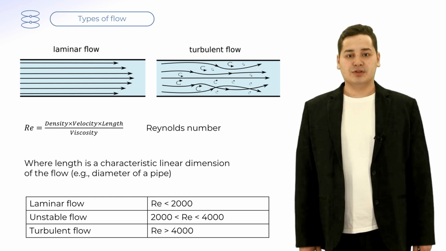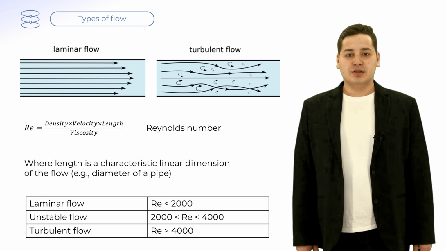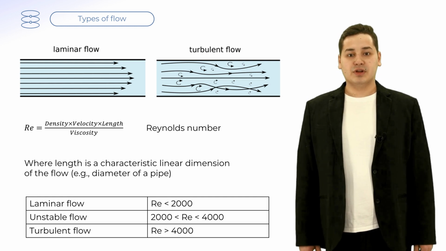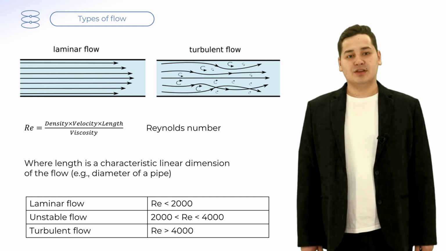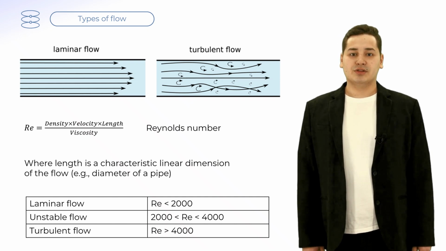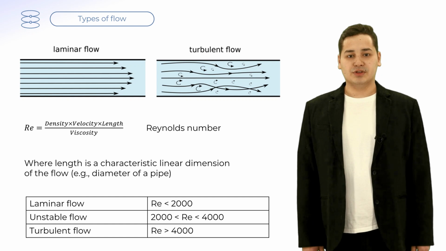The Reynolds number is widely used in various industries, including aerospace, automotive, and civil engineering. It is a critical tool for predicting and controlling fluid flow in applications such as pipe systems or aircraft design.